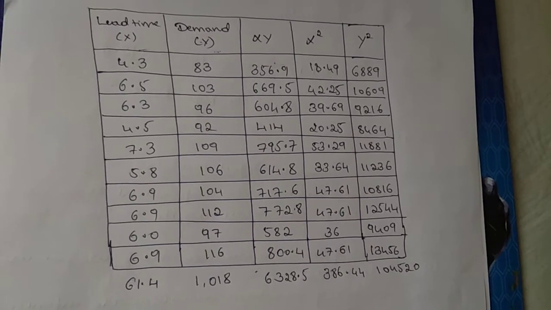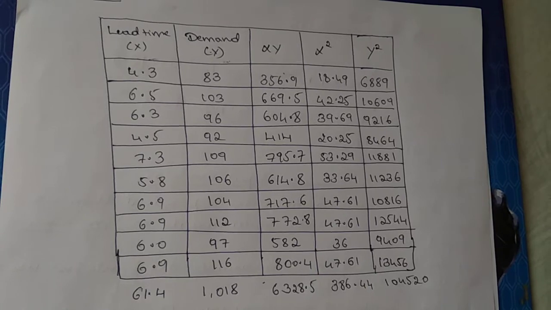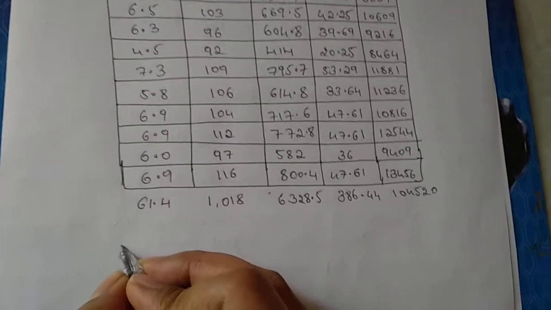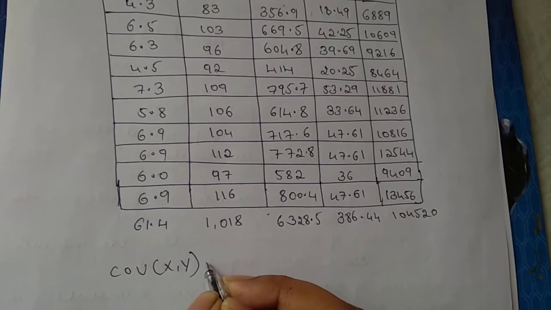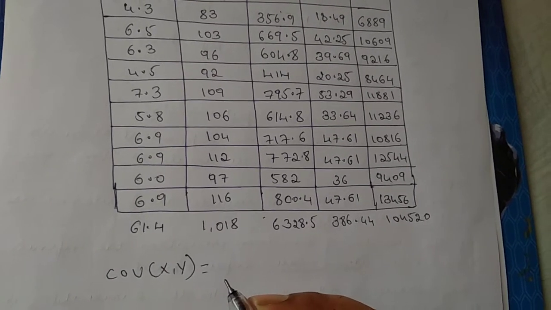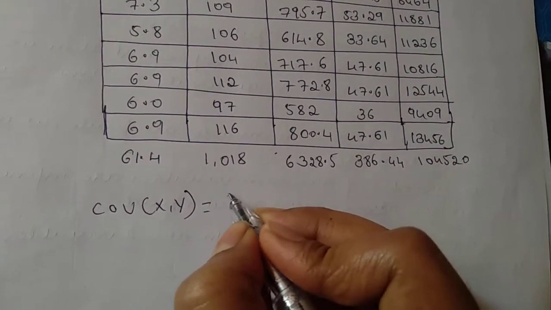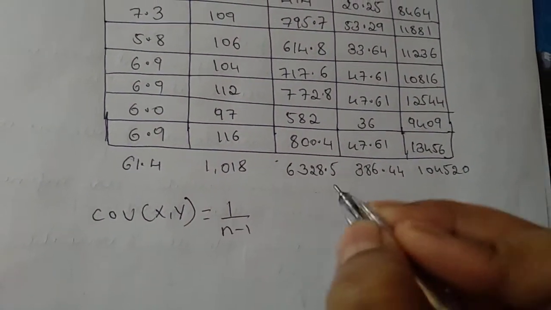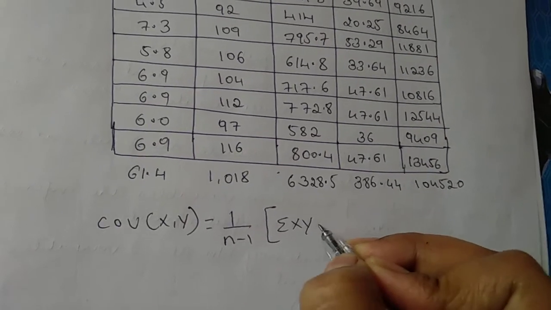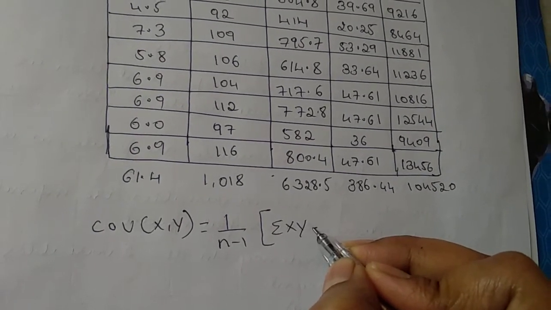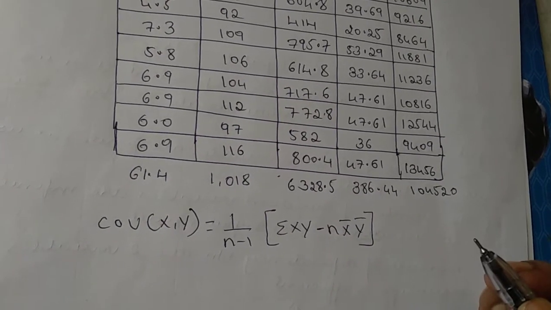Now after this, if you want to find out whether it is dependent or not, you have to find out the covariance of xy. Okay, now I'll find out the covariance of x comma y. What is the formula of covariance of xy? It is 1 divided by n minus 1 into summation xy minus n into x bar y bar.